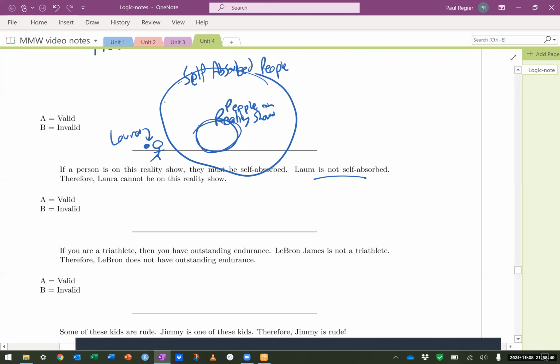Now, since she's not part of the self-absorbed people, there's no way she could also be on the reality show. So this is valid. She cannot be on the reality show.